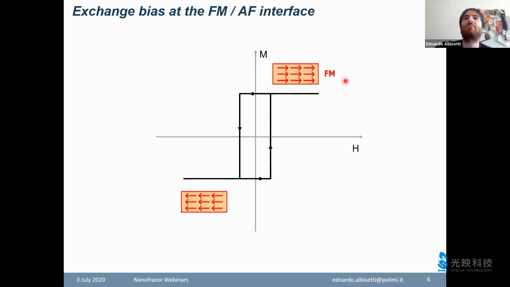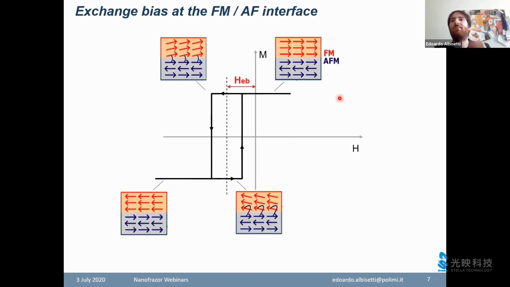But then if you put an antiferromagnetic material underneath the ferromagnetic layer, then you shift the hysteresis loop, due to this exchange bias effect that happens at the interface. So at the end you have at zero external field only one possible state in the ferromagnetic material, which phenomenologically means that you're pinning the magnetization in one direction with respect to the external field.